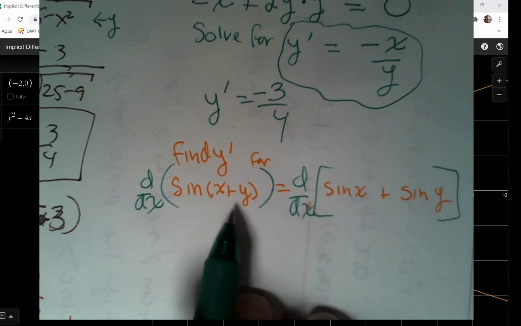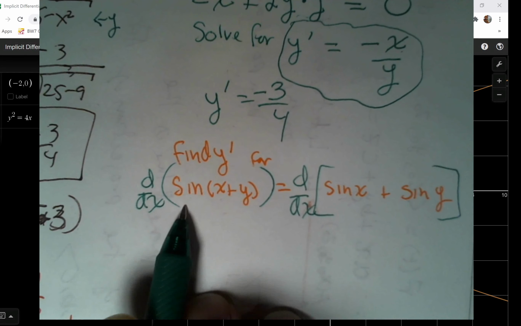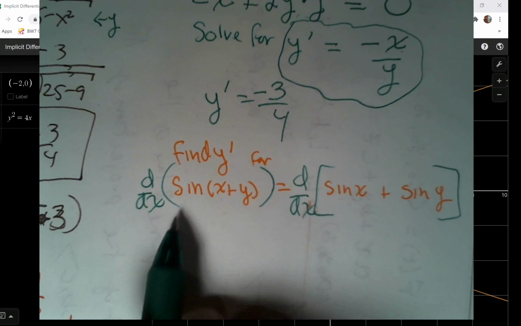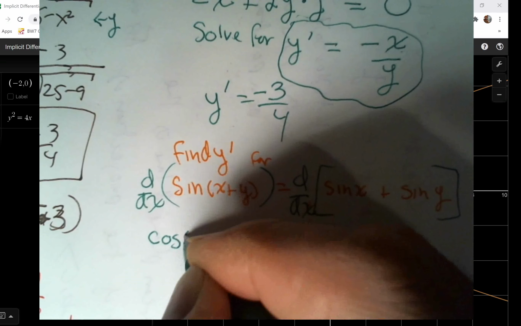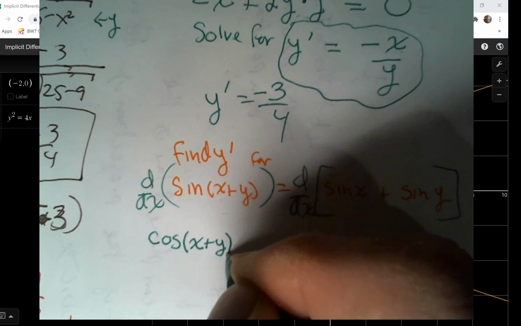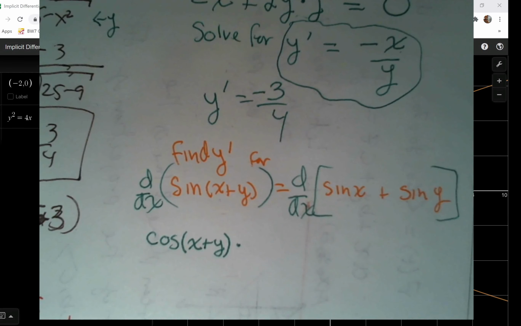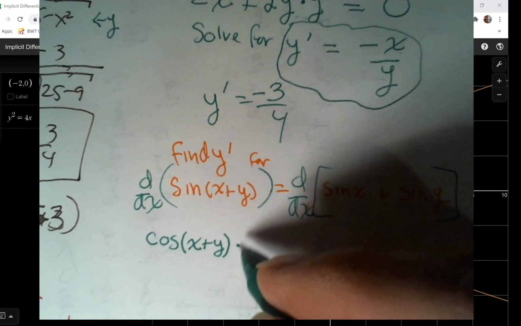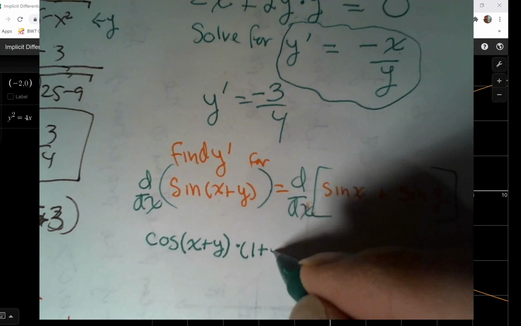So the outer function, the derivative of sine, that'll be cosine. Again, leave the inside alone, and then multiply by the derivative of the inside, which is a sum. So the derivative of x is 1. The derivative of y, again, be careful, it's not 1. It is y prime.